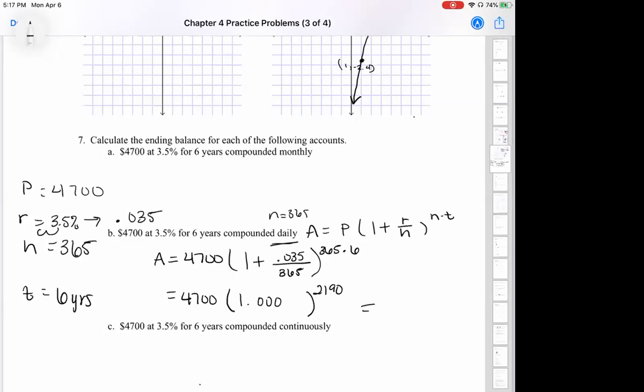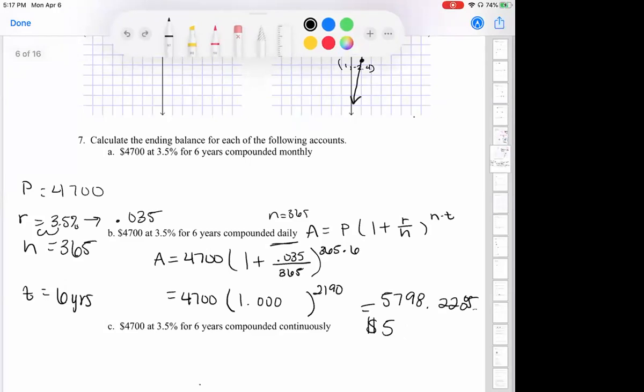So your answer is 5798.2285, and it continues on. But because we're working with money, we want 2 decimals. So we want 5798.23. So our answer is 5,798.23. I think the tricky part here was the daily, right?